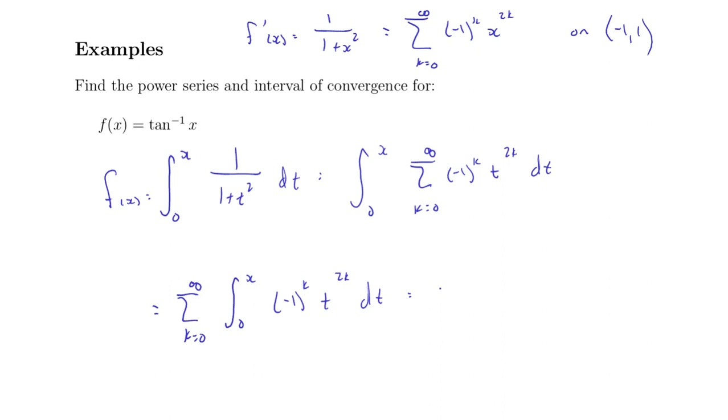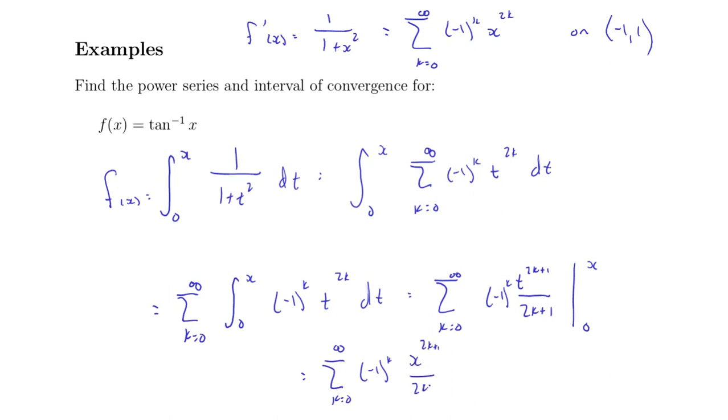What I might do is just start thinking about what we're actually going to do here. We're going to add 1 and divide, and then evaluate from 0 to x. And when I say add 1 and divide, what I'm really talking about is doing that to the exponent. I've still got this negative 1 to the k, and now I'm going to evaluate this from 0 to x. Notice that when I plug in x, I'm just going to get the power series from k equals 0 to infinity of negative 1 to the k, x to the 2k plus 1 over 2k plus 1.